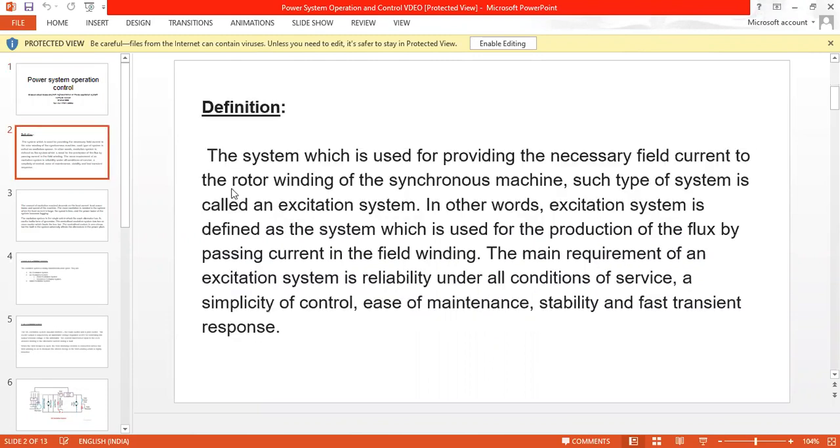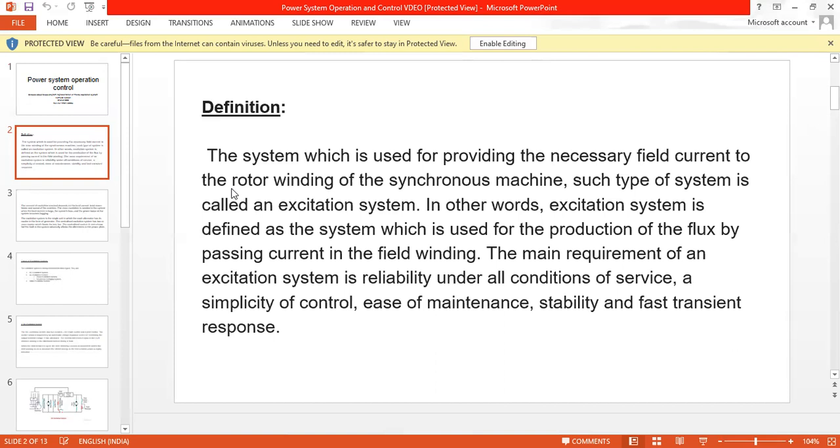Here, at first, let me know what actually the definition of the model excitation system is meant to be. The system which is used for providing the necessary field current to the rotor winding of the synchronous machine is called an excitation system. In other words, an excitation system is defined as the system which is used for the production of the flux by passing current in the field winding.